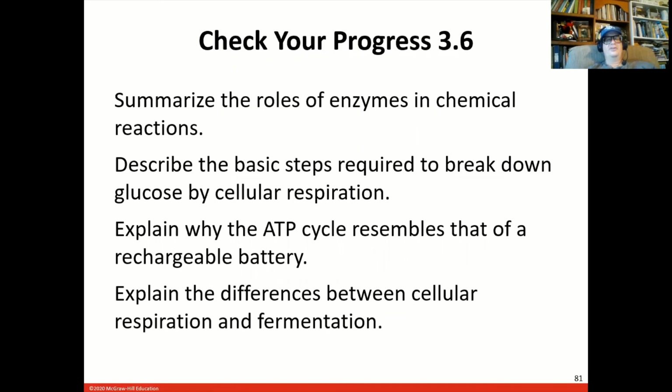All right, so there's a check your progress. I'll let you go over it, and then I'll continue in a minute. All right, let's move on. Oh, and that's the end.